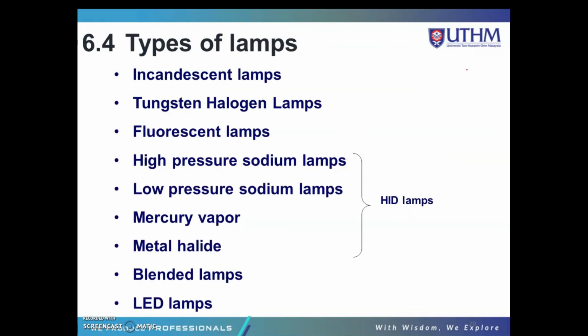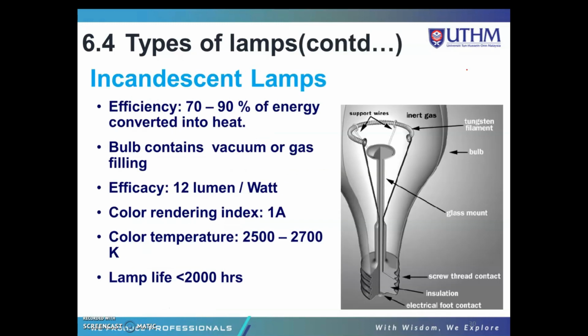So there are a lot of types of lamps. For example, in this slide we have 9 types of lamps, which are the incandescent lamps, the tungsten halogen lamps, the fluorescent lamps, and then we have the high intensity discharge lamps, which are the high pressure sodium lamps, the low pressure sodium lamps, the mercury vapor, the metal halide, and then we also have the blended lamps and also the light emitting diode, which is the LED lamps. Okay, we look at one by one for types of lamps.